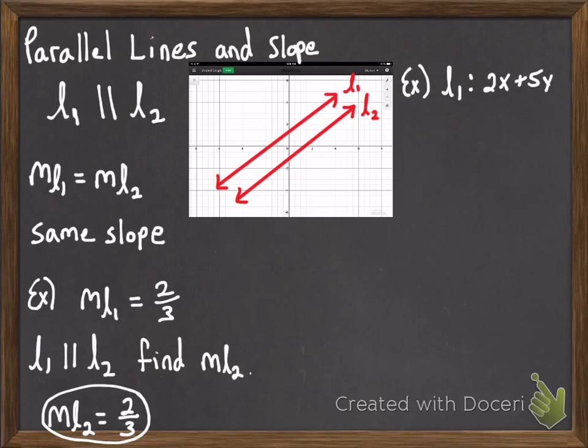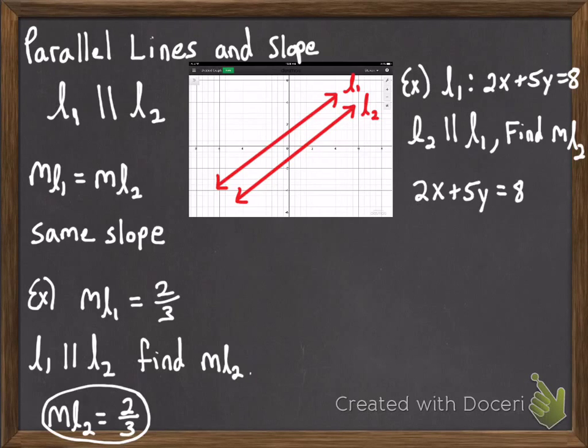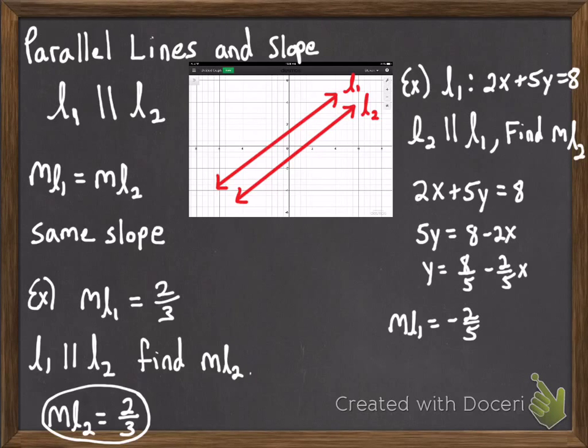Or as another example, if line 1 had this equation, 2x plus 5y equals 8, and we knew that line 2 was parallel to it, and we wanted to find the slope of line 2, we'd say line 2 is going to have the same slope as line 1, so I can just find the slope of line 1. To do that, we take our equation and solve for y. We begin by subtracting 2x, then divide both sides by 5. I distributed that 5 through and got 8/5 minus 2/5 x. So the slope of line 1 is negative 2/5, and therefore the slope of line 2 would also be negative 2/5.